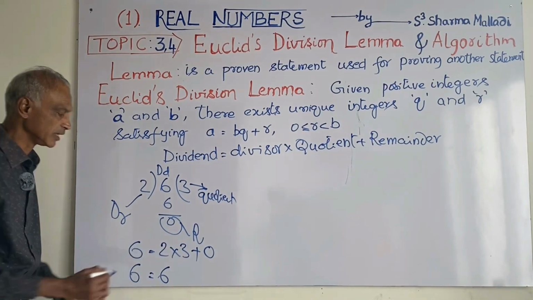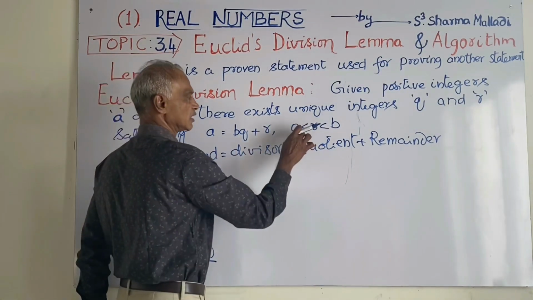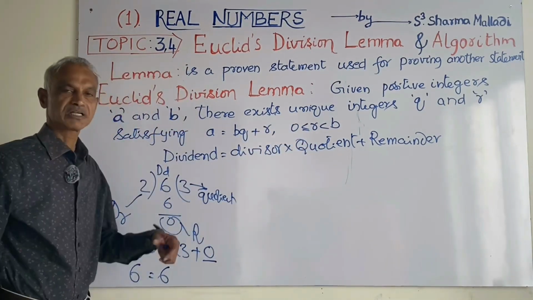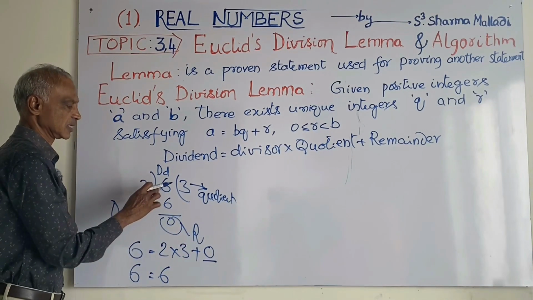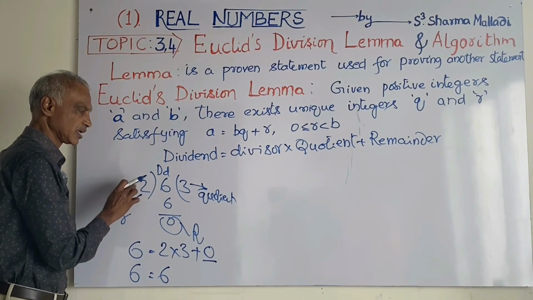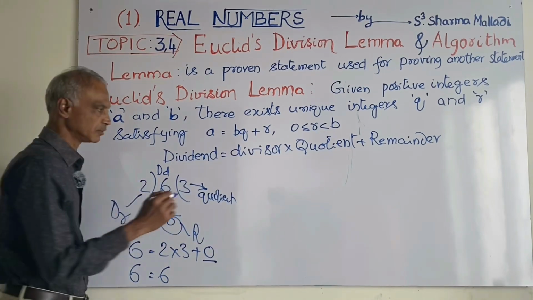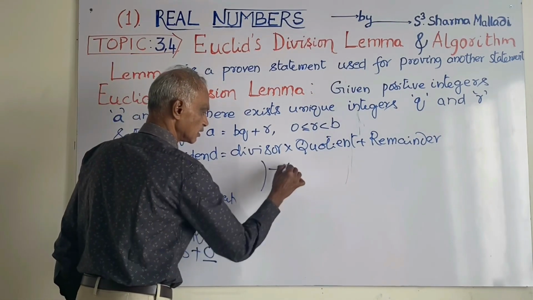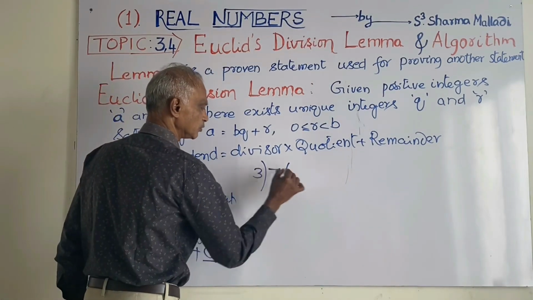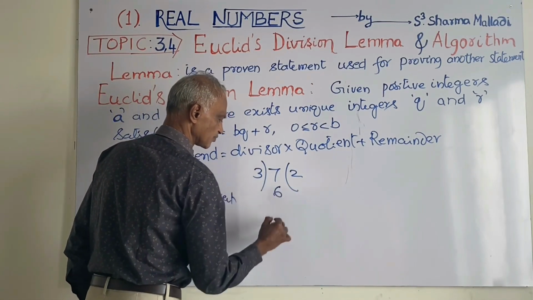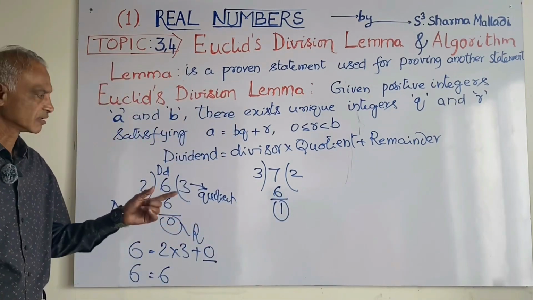Here, what is the remainder? You are getting remainder as 0. Remainder is greater than or equal to 0 but less than b. See, this is a, this is b, this is q, and this is r. I will give you another example. 7. I am dividing 7 with 3. 3 2s are 6. What is the remainder you are getting? Remainder you are getting is 1.